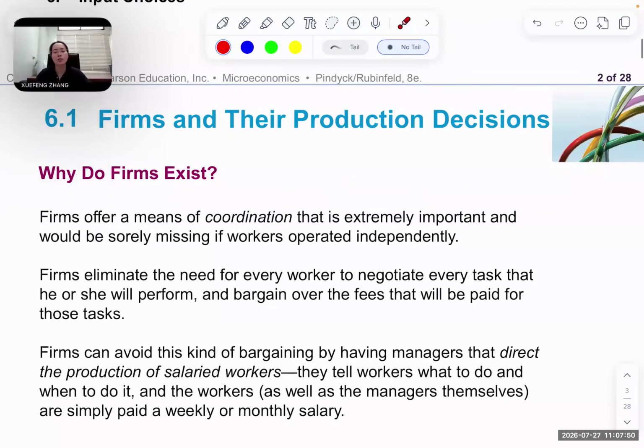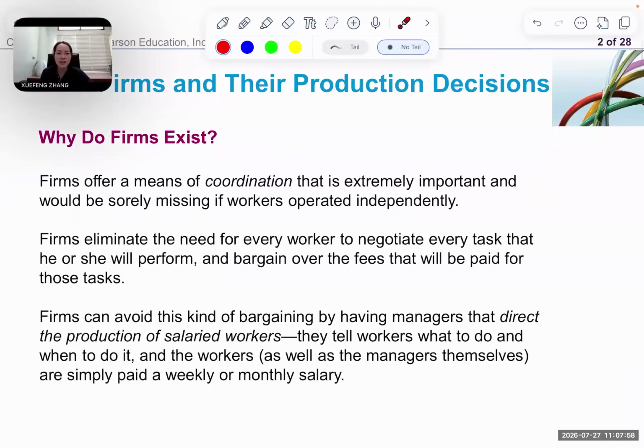Okay, let's start with the first section, firms and their production decisions. Okay, the first one. The question is that why do we even have companies? Why don't people just work independently and sell their own labor task by task? So the answer is coordination.